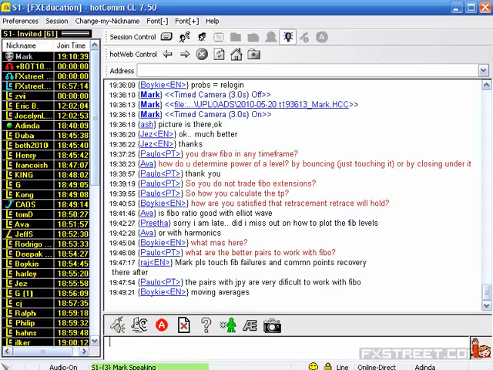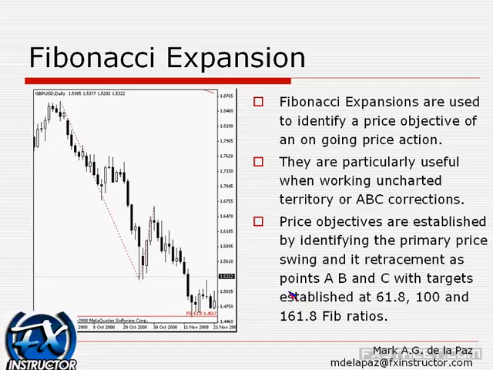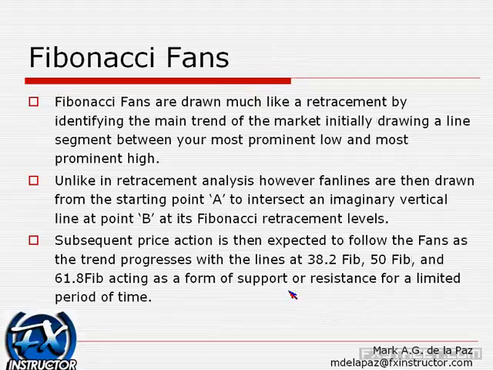Alright, let's look at Fib fans next. So what are Fib fans? Fib fans are basically drawn much like the retracement tool. You identify the price range that you're assessing. Unlike in retracement analysis though, in Fib fans, instead of drawing horizontal lines, we draw a diagonal line which intersects the different retracement levels.